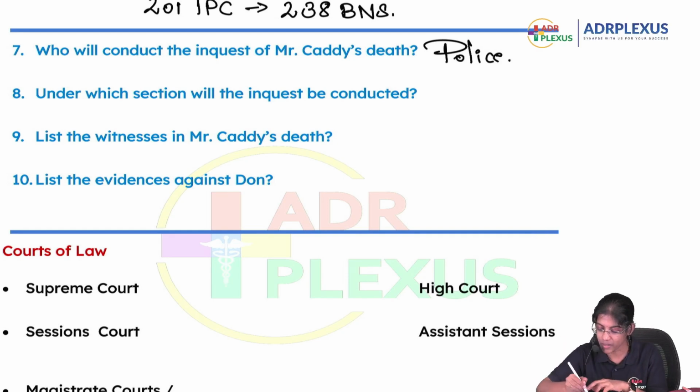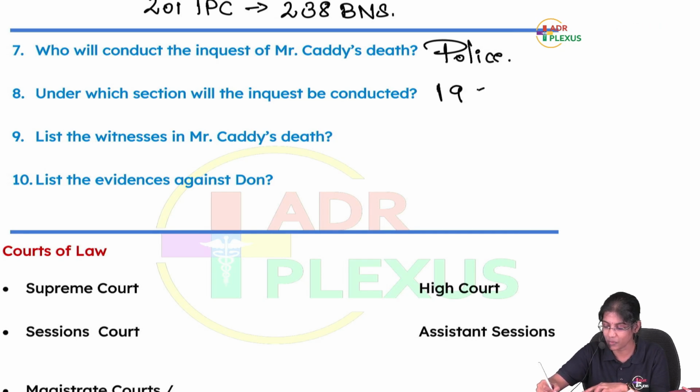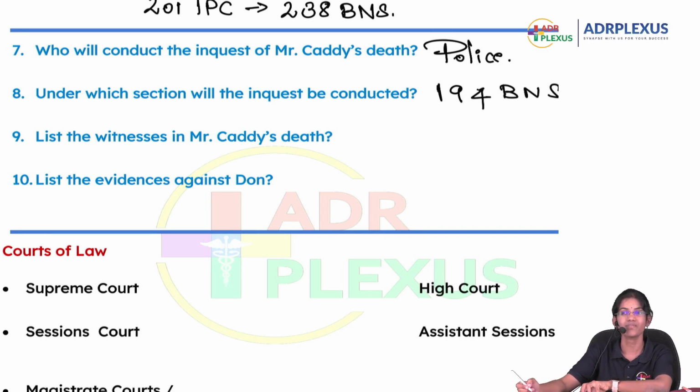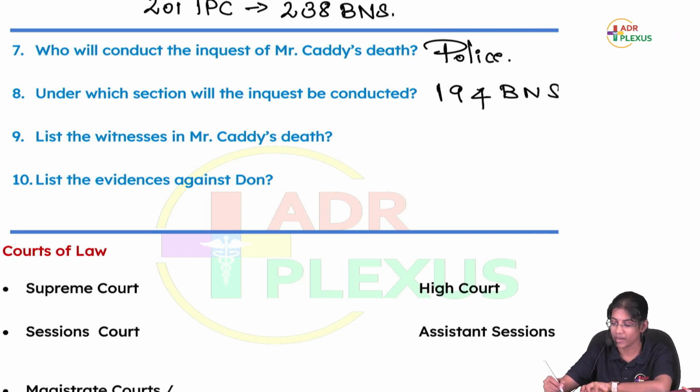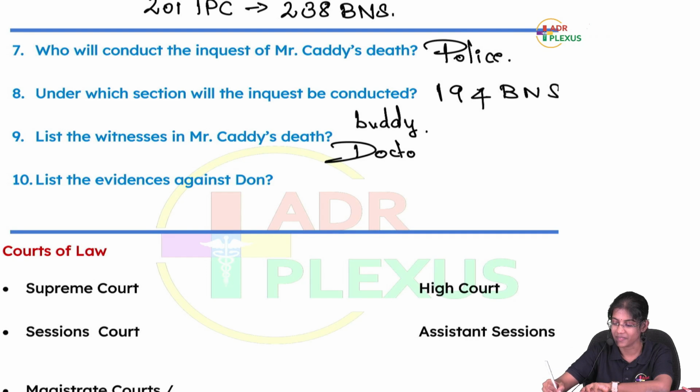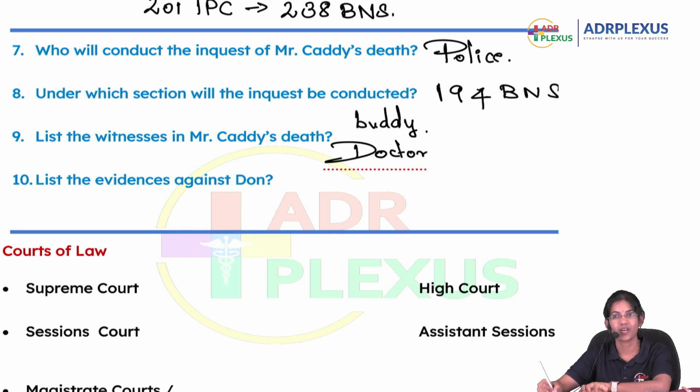Okay, now question number 8. Under which section will the inquest be conducted? Very good, you told that. 194 BNS. List of witnesses. Who all can be the witness? Buddy is a witness. Very good. Anyone else? Yes, the doctor. Dr. Watson, the doctor is a witness.